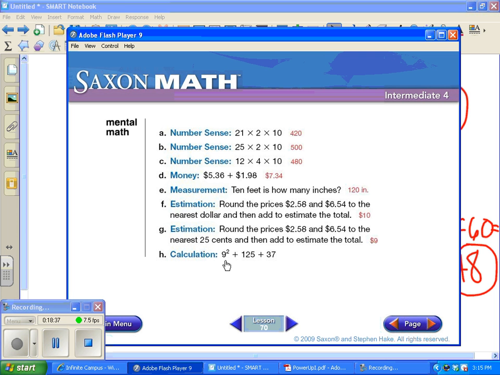Okay, here we go. 9 squared, or 9 to the second power, means 9 times 9, 81, plus 125. Now, I think immediately I listened to the 80 and the 20, but I remember it's really 81. But I'm going to go ahead and add 120 and 80 because that's 200. And then I've got my 1 and my 5 left over. Okay, are you with me there? Now add on 30. Now add on 7. Let's see if you're right. 243.